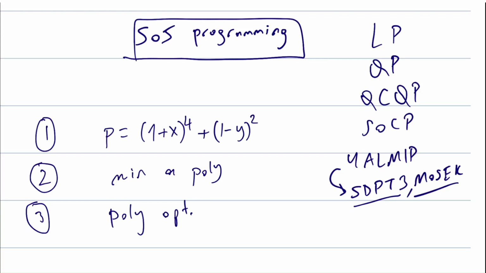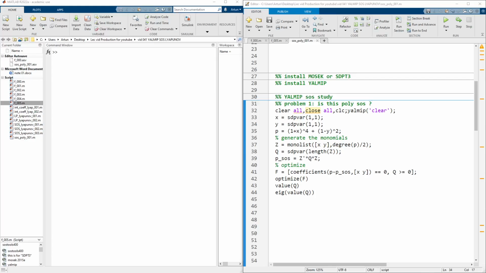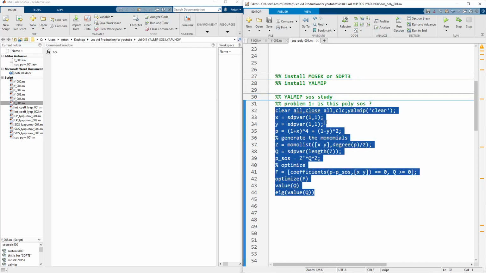Okay, let's look directly at the Matlab codes. Go back to the Matlab screen. So here it says install MOSEK or SDPT3 or any other SDP solver in that matter. It wouldn't matter a bit. And YALMIP is an optimization tool. It is basically like 13 lines of code or something.